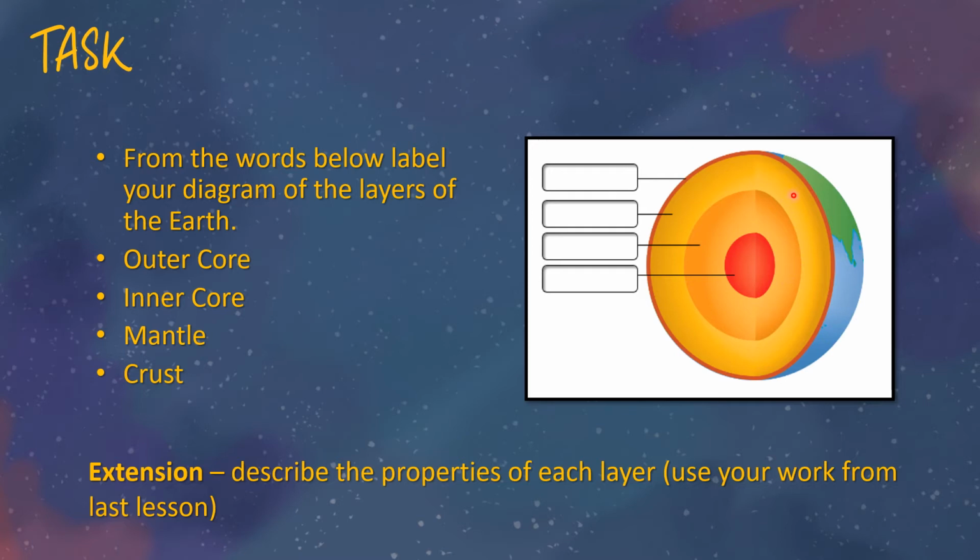And then the next one is the mantle. It's decreasing in heat as we go further out. Okay, so it's still hot, but not as hot as the core. And it's molten. And then we have the crust, which is the coolest of all of the layers, because that is the layer that we live on. Okay, so the crust is the one on the very outside, and it's a solid.